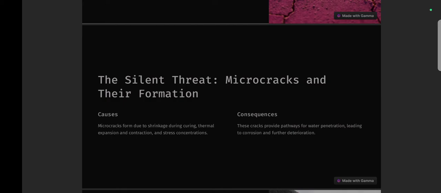Causes of microcrack formation in concrete include shrinkage during curing, and there are types of shrinkage like plastic shrinkage and drying shrinkage, as well as thermal expansion and contraction, load induced stress, alkali silica reaction, corrosion of reinforcement, freeze thaw cycles, and chemical attacks. And there are many impacts of microcracks on concrete.